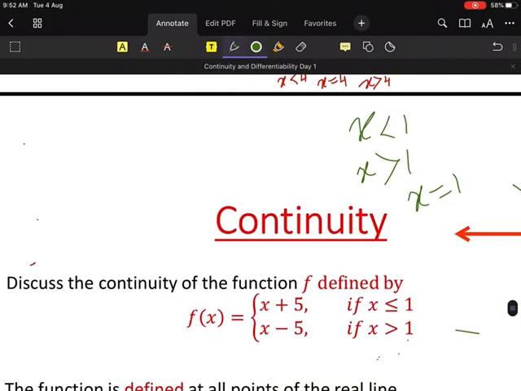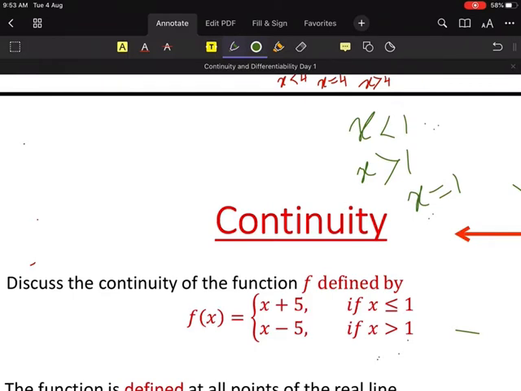Okay, clear? But the question is, we have to check the continuity of the function. So in order to check the continuity of the function, I can check for the 3 separately. If I check each one of them separately, if the function is continuous at x less than 1, if the function is continuous at x greater than 1, if the function is continuous at x equal to 1, then can I say the function is continuous for all x? Yes or no? Please tell me.